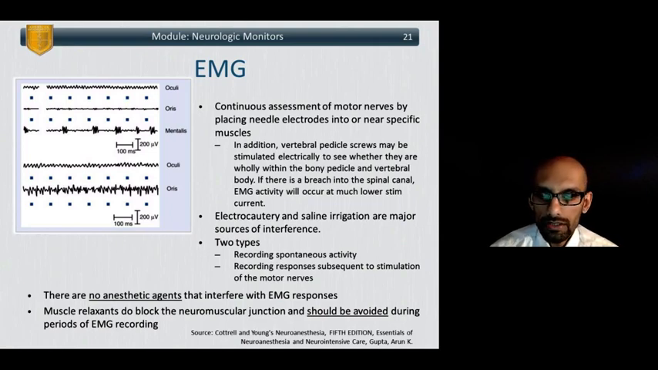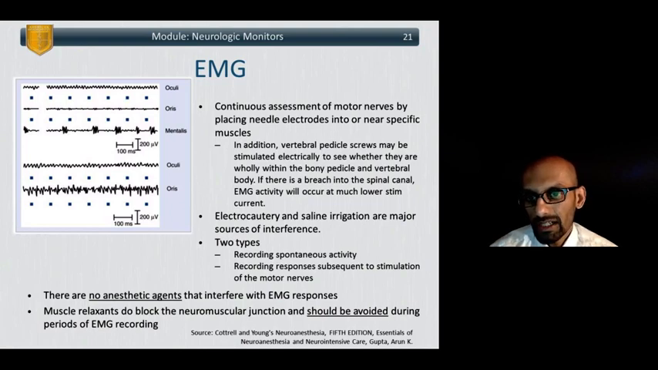So, moving on to peripheral neuromonitoring sites. Electromyography, or EMG, is a continuous assessment of motor nerves by placing needle electrodes into muscles directly. For example, vertebral pedicle screws may be stimulated electrically to see whether they are wholly within the body when they're doing spinal reconstruction surgery. If there's a breach in the spinal canal, EMG activity will occur at a much lower stimulating current, or it may even occur spontaneously. So that's one way to use EMG probes.